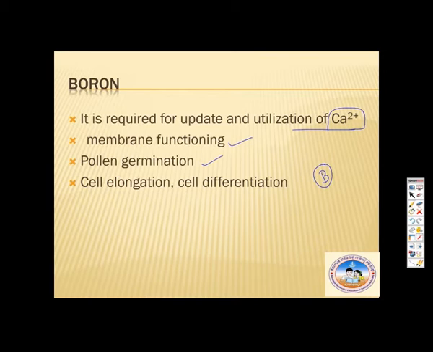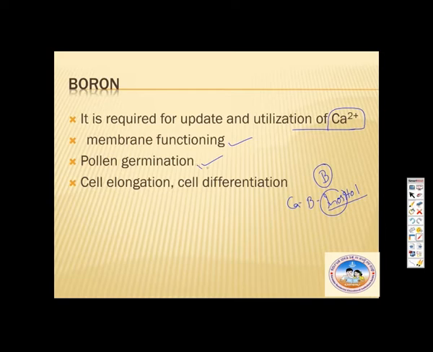So coming back to the point, boron is required for the uptake and utilization of calcium ions. It helps in membrane functioning, pollen germination, cell elongation, and cell differentiation. So this is the main function of your boron.